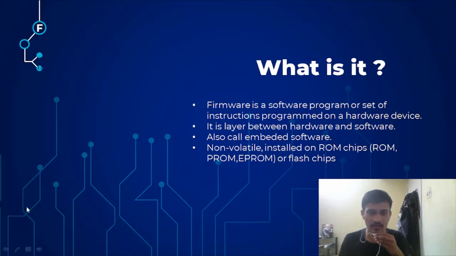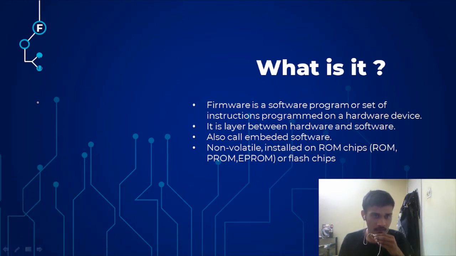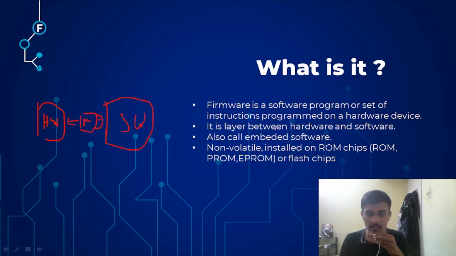So in the sense, if you take this as the hardware and if you take this as the software, the firmware will come somewhere in between. So this is called the firmware. It is a layer between the hardware and the software. It's also called the embedded software.